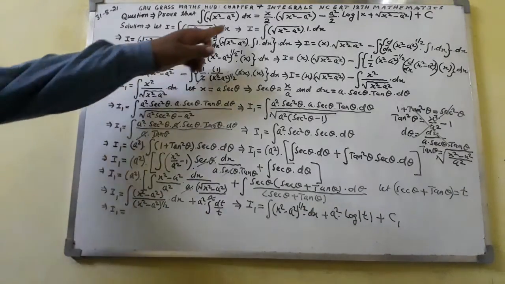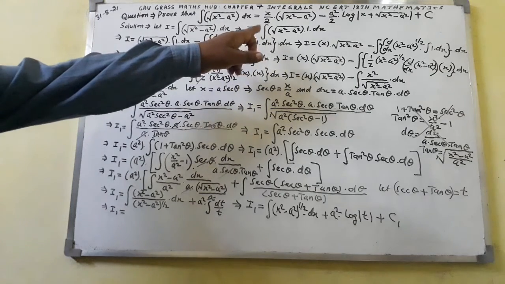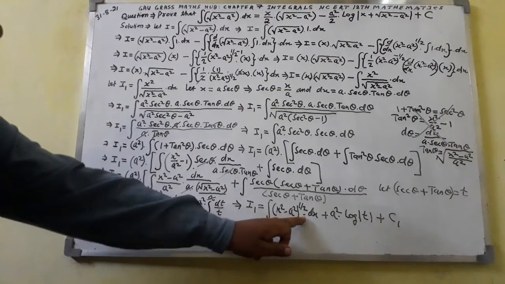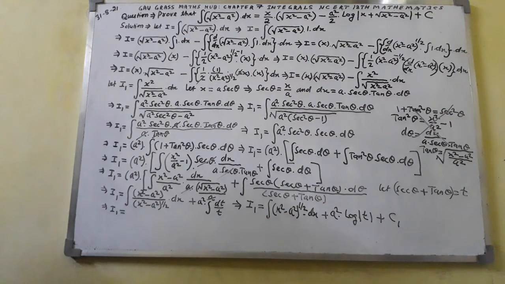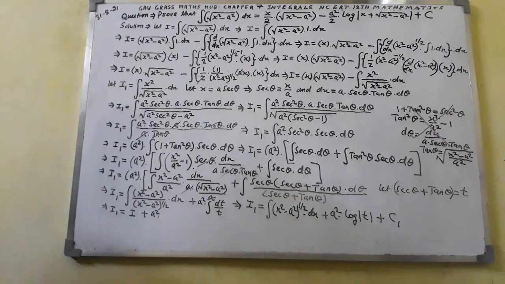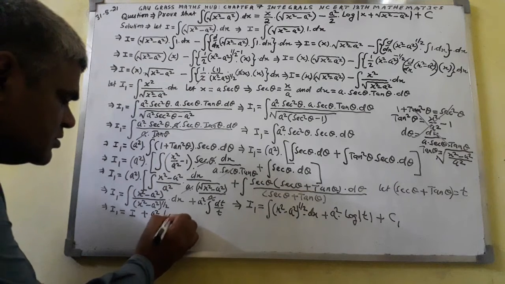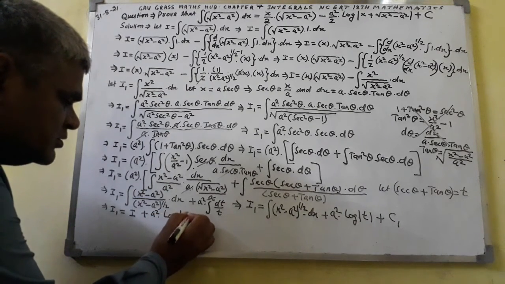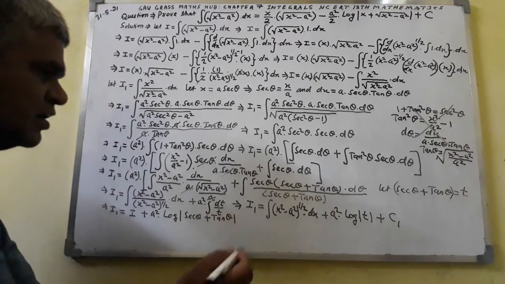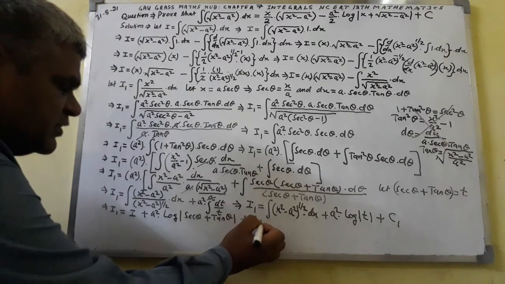Same thing you have seen here, I equal to integral under root x square minus a square dx. The same result I have got here. Under root x square minus a square dx, integral is there. So this term will become I. So here write I. And here we will get plus a square and log mod sec theta plus tan theta plus C1. This thing we have got.